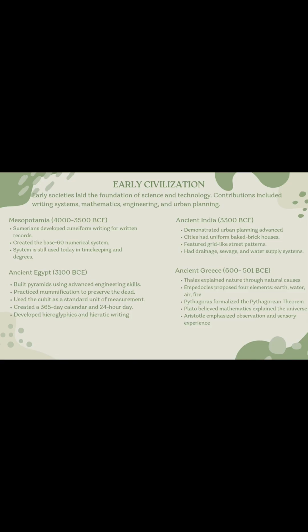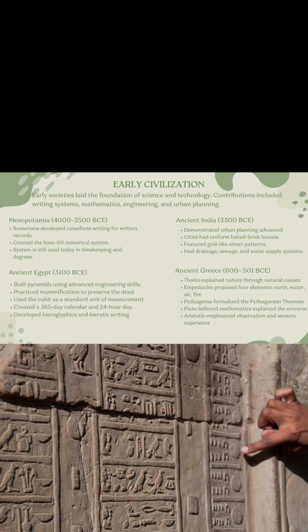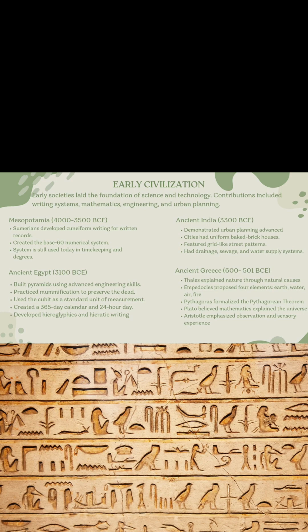Next will be ancient Egypt. It was around 3100 BCE. Ancient Egypt is well known for its pyramids and mummification, which show advanced knowledge in engineering and medicine. The Egyptians used a measuring system called the cubit, based on the length of a forearm, to design their massive structures accurately. They also developed a calendar with 365 days and divided the day into 24 hours. In writing, they used hieroglyphics, which were picture symbols, and hieratic writing, which was written using inks on papyrus.